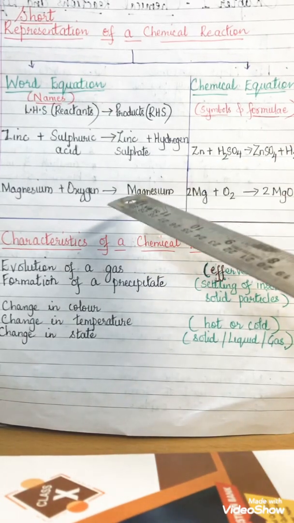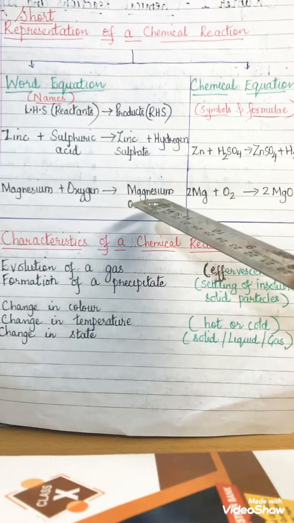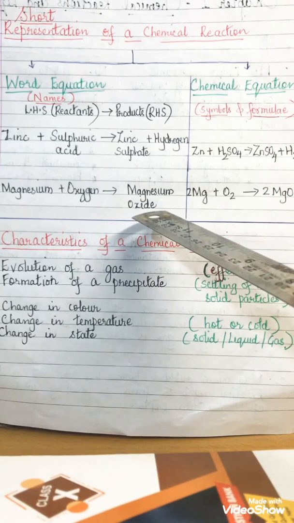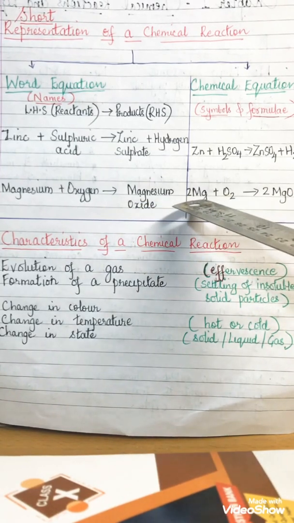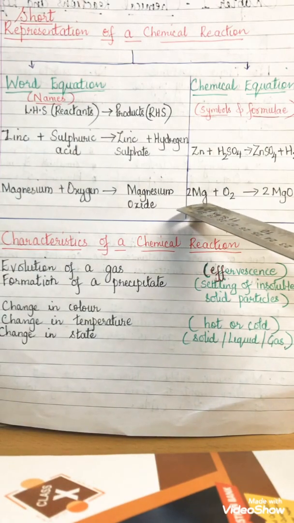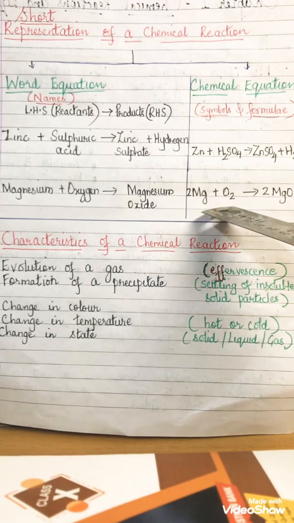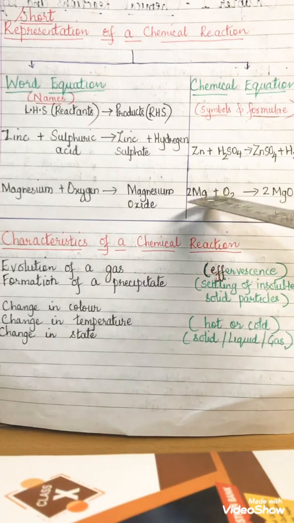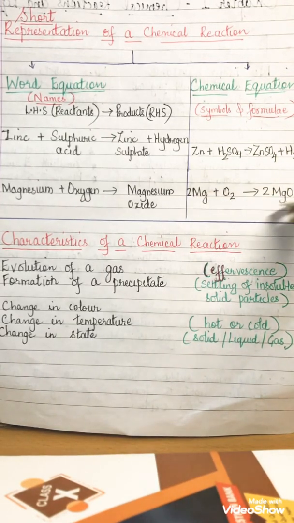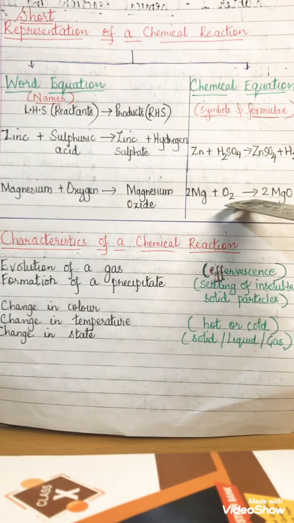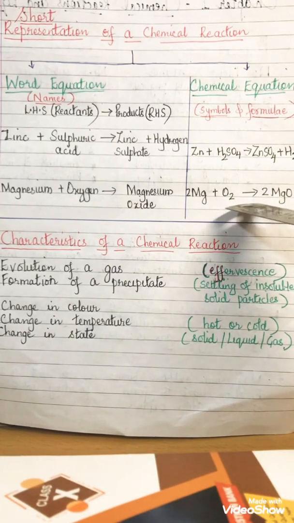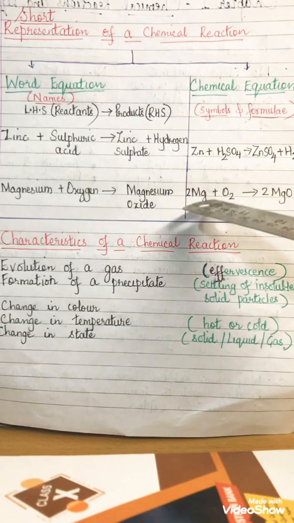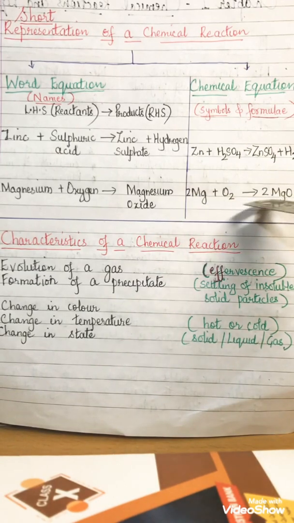Similarly, for the second example of burning of magnesium ribbon, the equation can be written by using the symbol of magnesium, that is Mg, plus oxygen, O2, gives magnesium oxide, MgO. So Mg plus O2 gives MgO. The arrow can be read as gives or yields. So Mg plus O2 gives MgO.